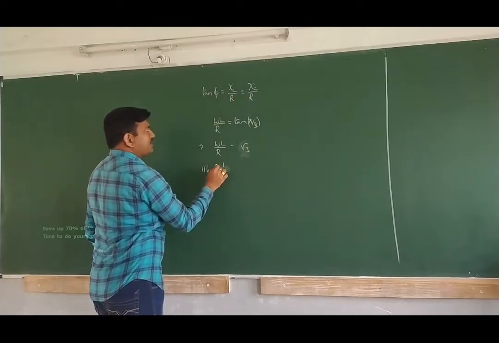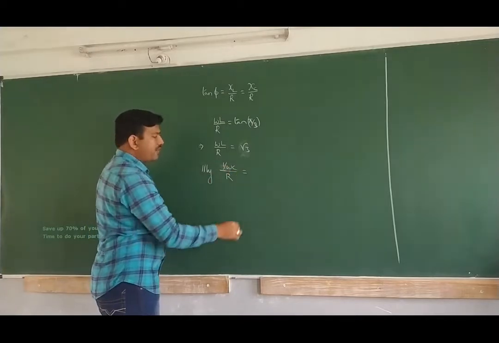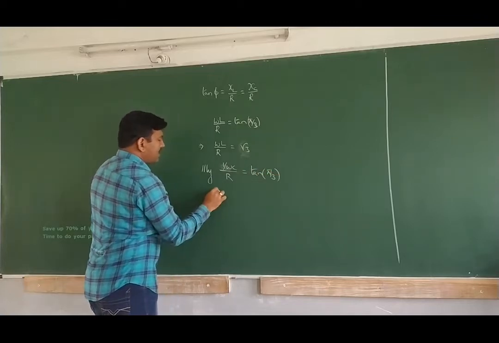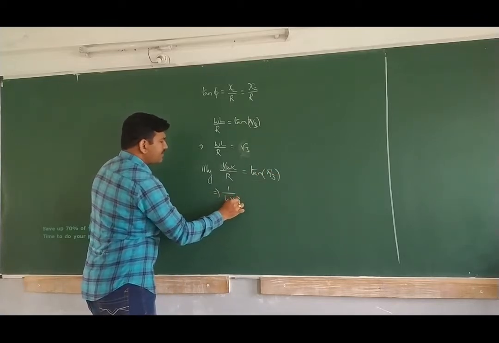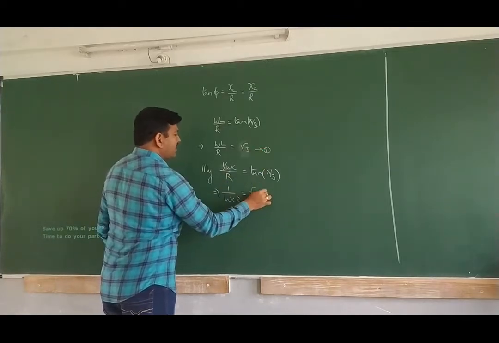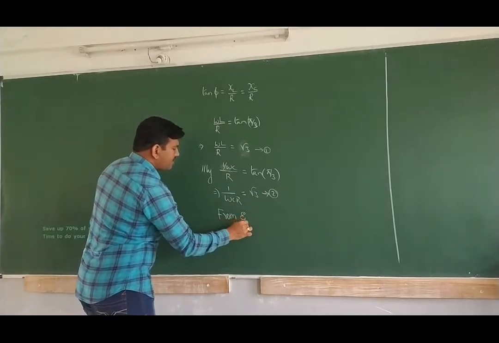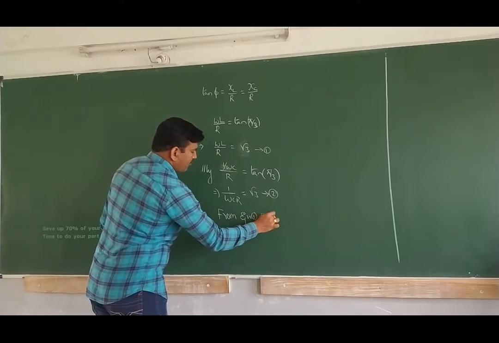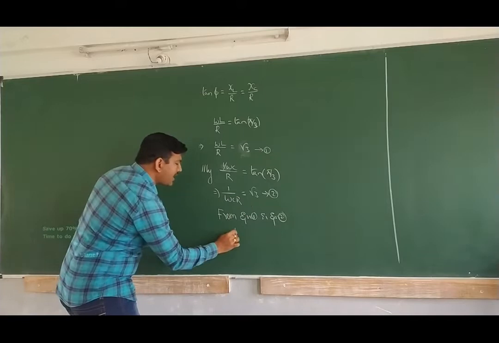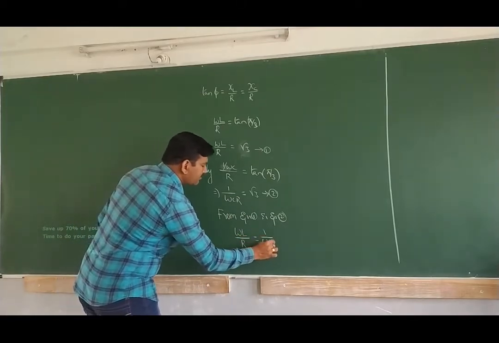Now, chi C by R is what? Chi C is nothing but 1 by omega C, divided by R. That is equal to, again, tan phi, that is tan pi by 3. This implies 1 by omega CR is equal to root 3. If you consider this and this, what are we understanding? From equation 1 and equation 2, this is root 3, this is root 3. Therefore, omega L by R is equal to 1 by omega CR.